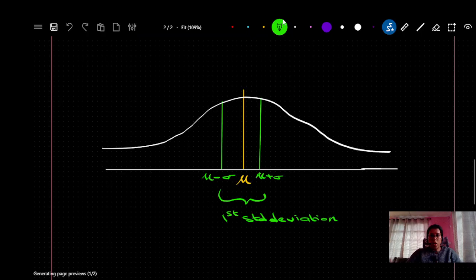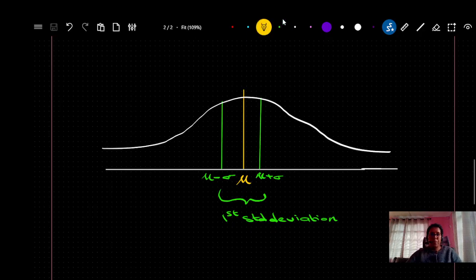So it goes 1, 2, 3, 4, 5. So 30 becomes 35. So 35 is how far this data point lies from the mean. So it's 5 standard deviation. So 5 plus the mu, which is 30, you get 35. I will explain to you more as we go along. So this is for our first standard deviation.